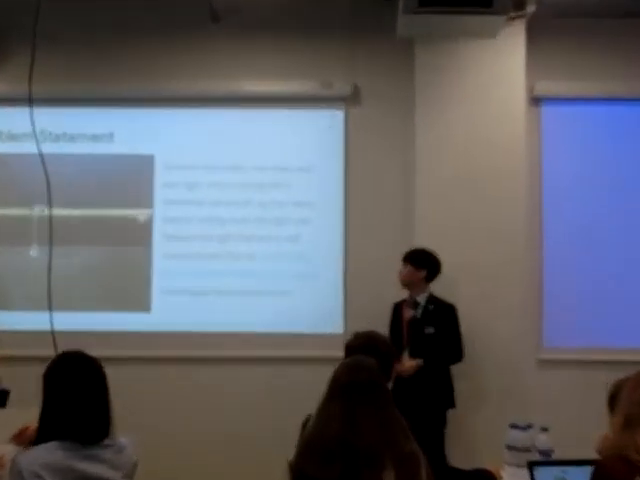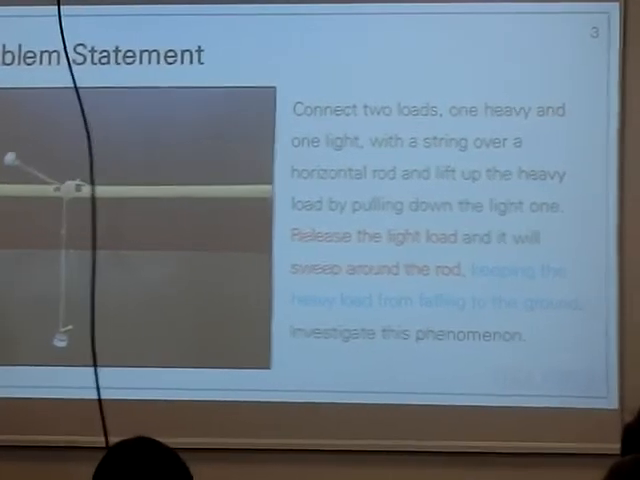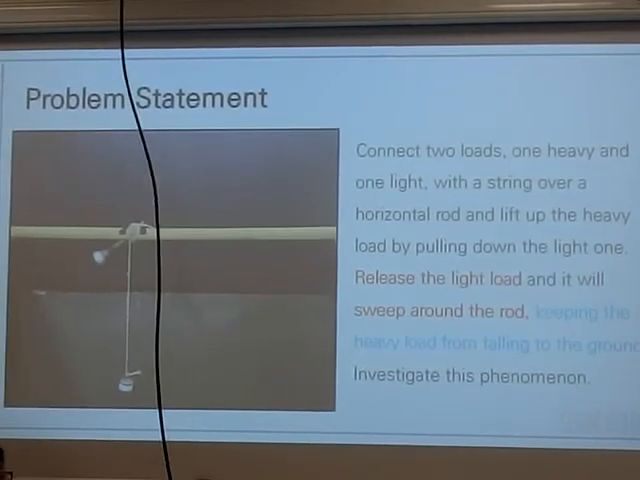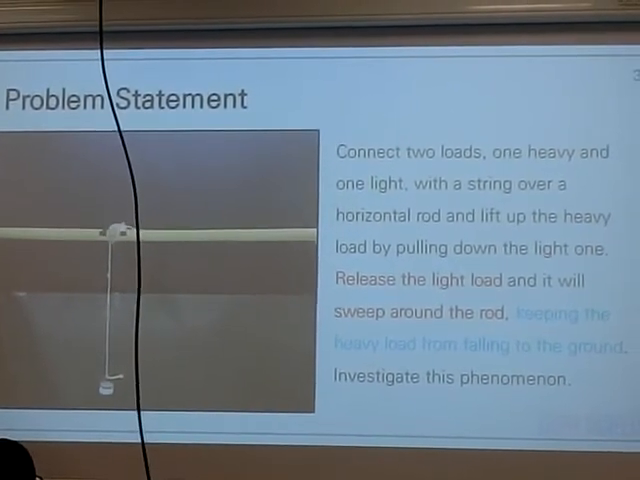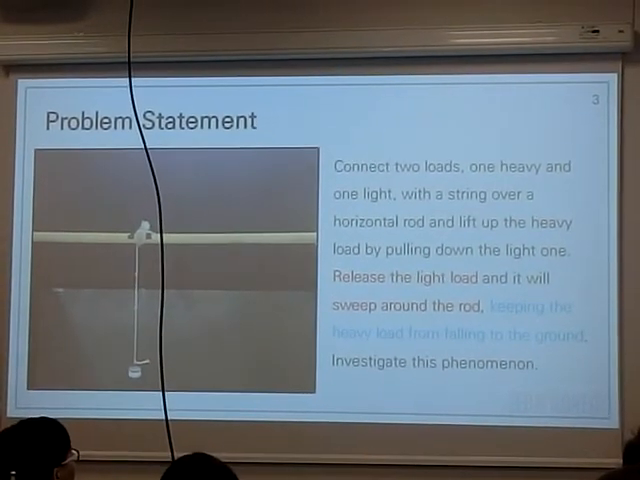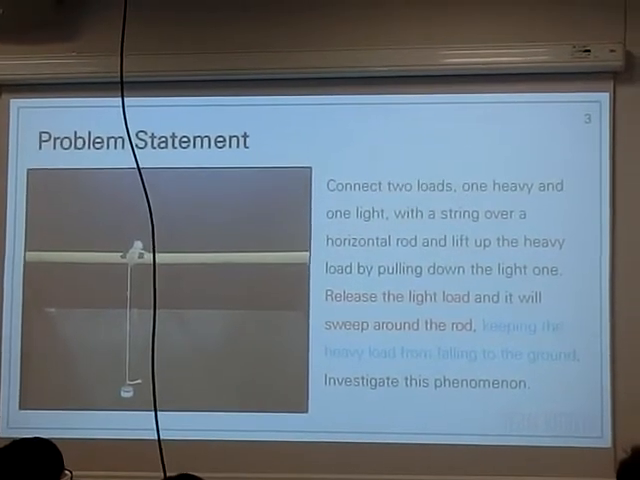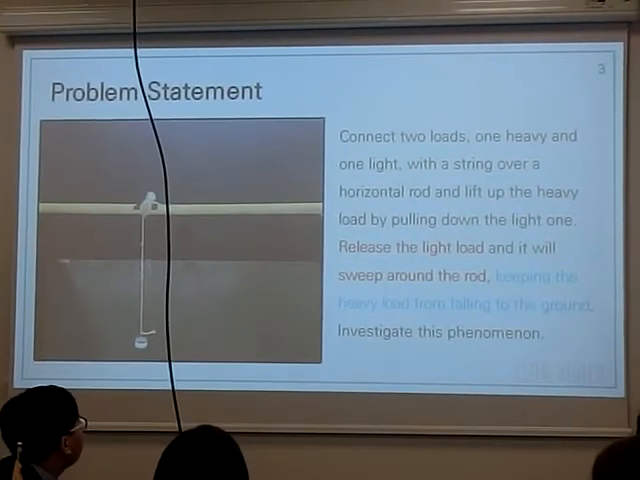So the problem statement is as follows. When we connect two loads, one can be in one line with a string over a horizontal rod, and when we release the light load, it will sweep around the rod, keeping the heavy load from falling to the ground. So we are to investigate this phenomenon and discuss the relevant parameters that govern the motion of this system.